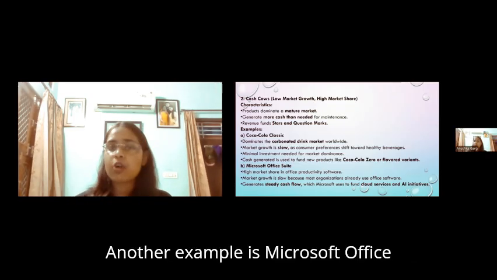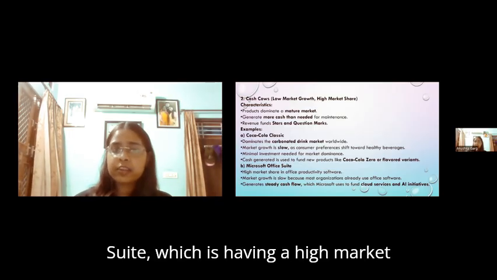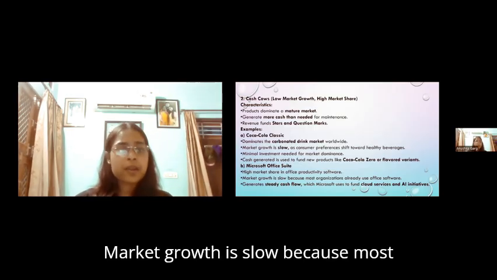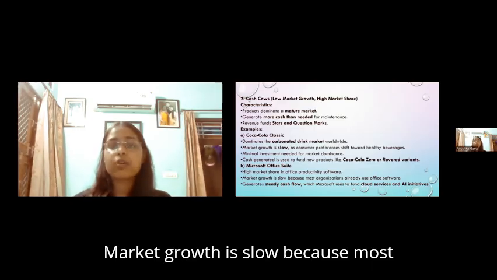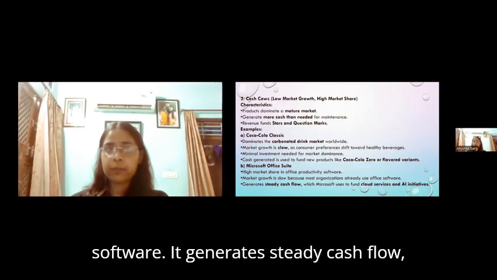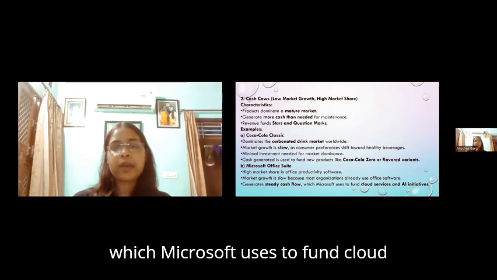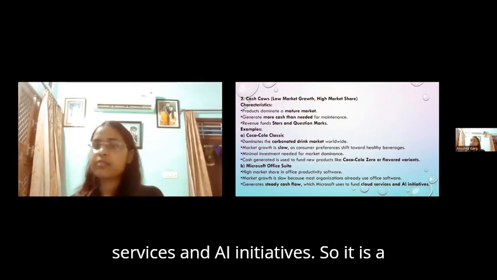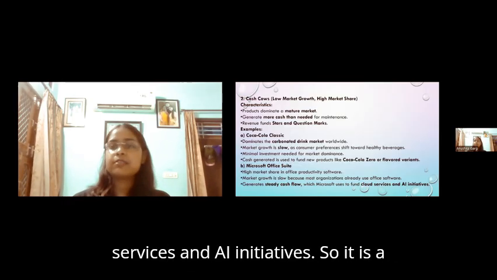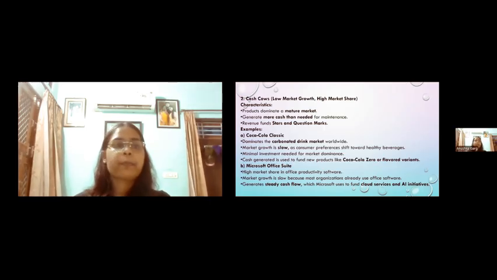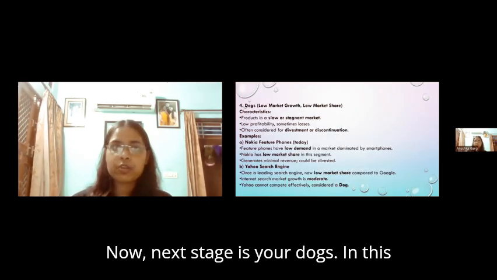Another example is Microsoft Office Suite, which has a high market share in office productivity software. Market growth is slow because most organizations already use Office software. It generates steady cash flow, which Microsoft uses to fund cloud services and AI initiatives. So there is a steady cash flow in this stage. Now, the next stage is your dogs.